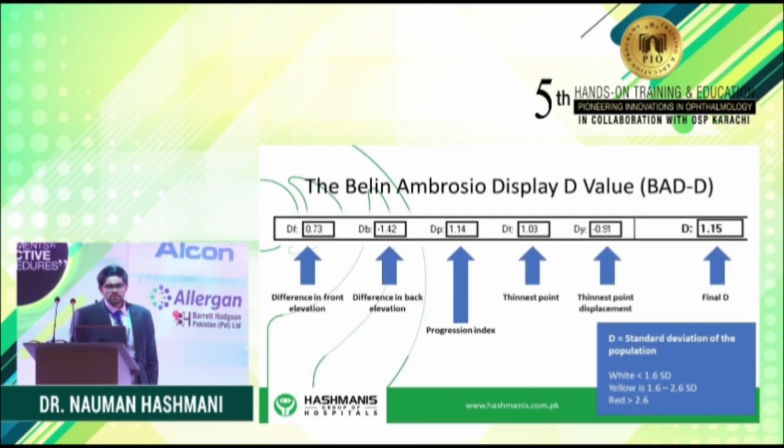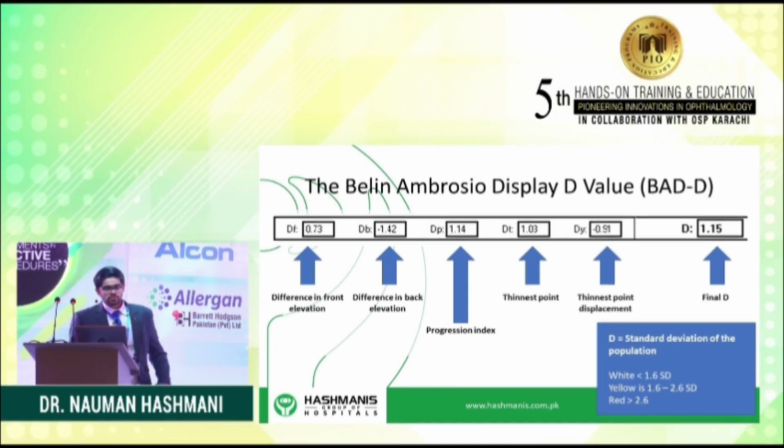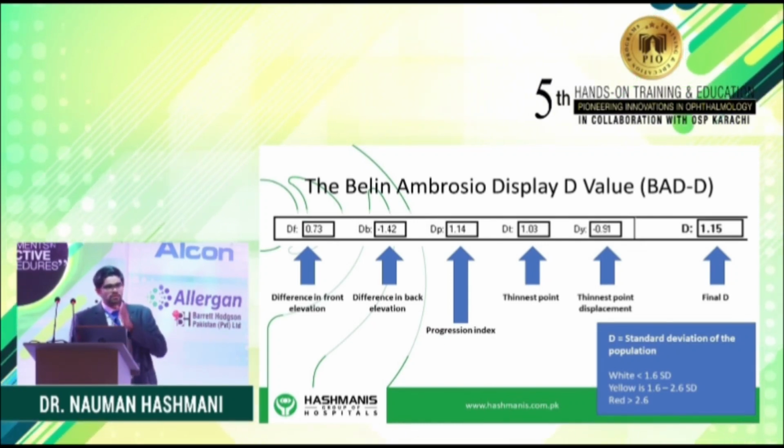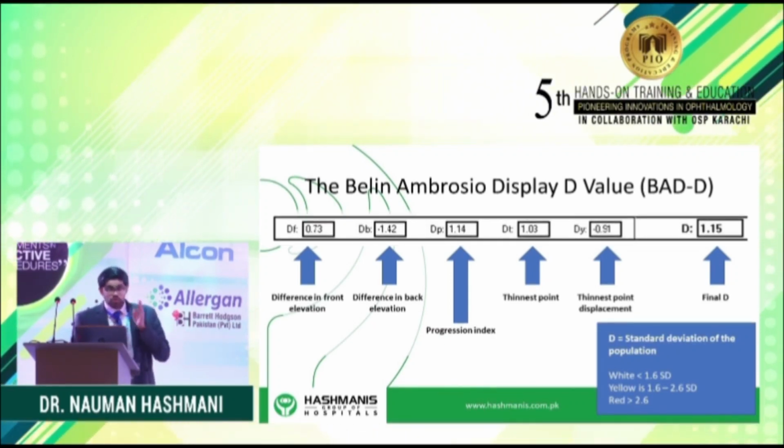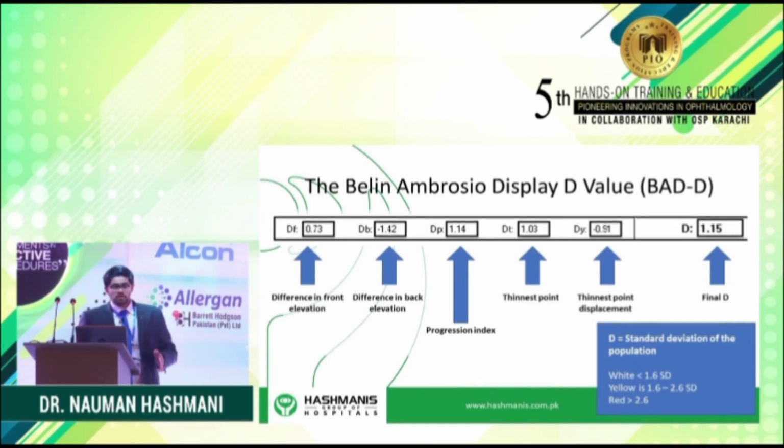Then you have the Belin Ambrosio display D value, right? So these are the 5 values that you see, and then you get a D value at the end. What do these values mean, right? So the first value is the difference in the front elevation. So the first map that I showed you shows you the difference in the front elevation, and it's basically made on the last map that you see. Now again, if this is normal, it doesn't mean it's normal if you can see that there's a cone being formed on the enhanced Westwood scale. Second one is the difference in back elevation.